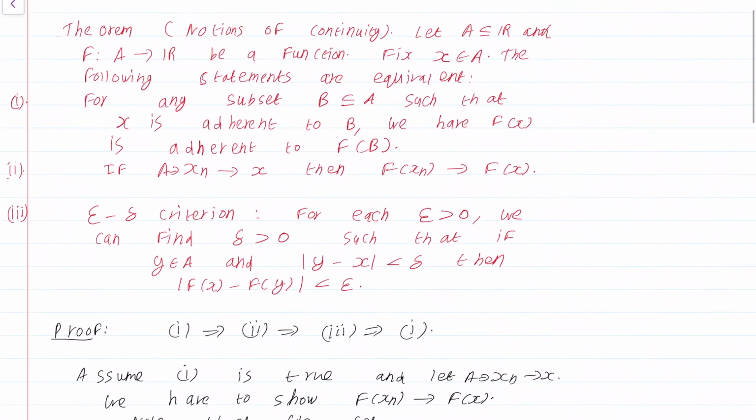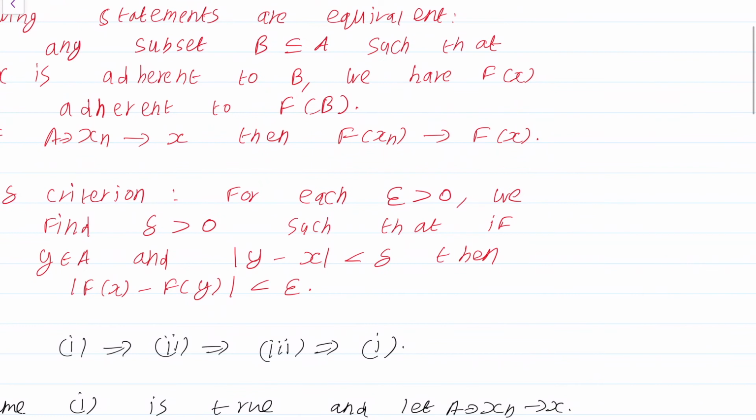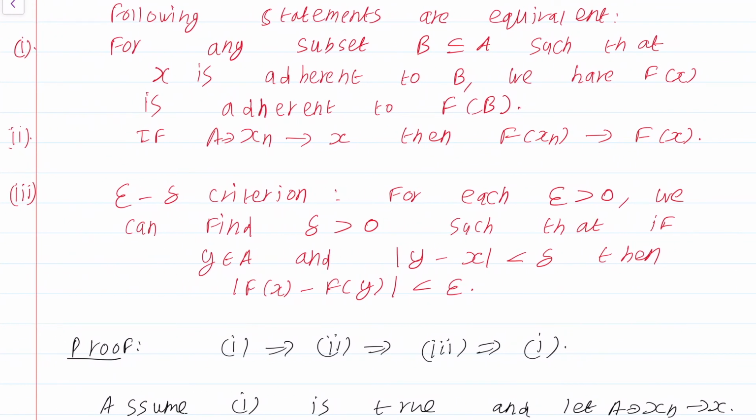So what have we achieved? We have now shown that 1 implies 2. That means if it is true that whenever x is an adherent point of a subset B, we have f of x is an adherent point of f of B, then for all sequences xn converging to x, f of xn must converge to f of x. Okay, excellent. Now 2 implies 3. That is, whenever you have a sequence xn converging to x in A, then f of xn must converge to f of x.